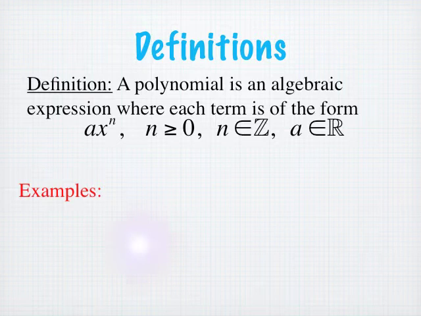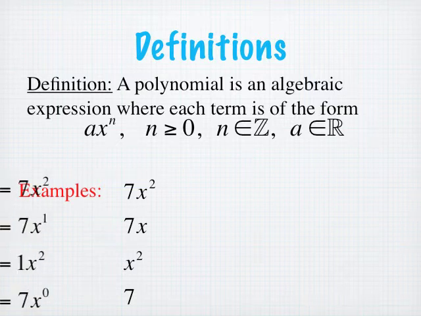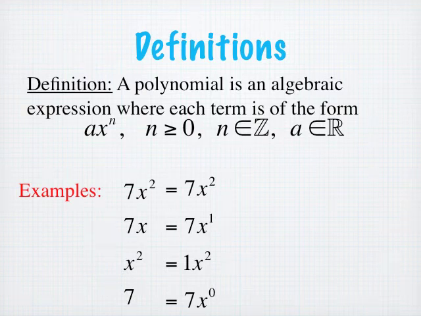So here's some examples. All of these are polynomials. 7x squared. 7's a real number. 2 is a positive integer, so it meets all the requirements. How about 7x? That doesn't have an exponent. Good. 7x is the same as 7 times x to the 1. How about just x squared? That doesn't have a number in front. Good. It's just like having a 1 in front. Now how about this last one, 7? Is that a polynomial? Now remember our rules of exponents. It really is, because 7 is the same as 7 times x to the 0. If there's nothing there, it's like there's just an x to the 0.